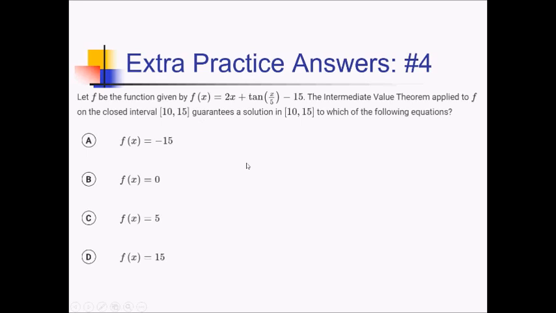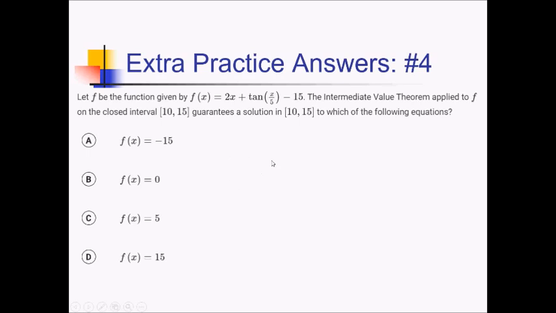Okay, so to use the IVT, we need to do two things. One condition is we need to make sure that we are continuous on the closed interval in question. And after we do that, we need to make sure that the y value we're looking for is sandwiched between the beginning and ending y values. So let's deal with the continuity piece first.